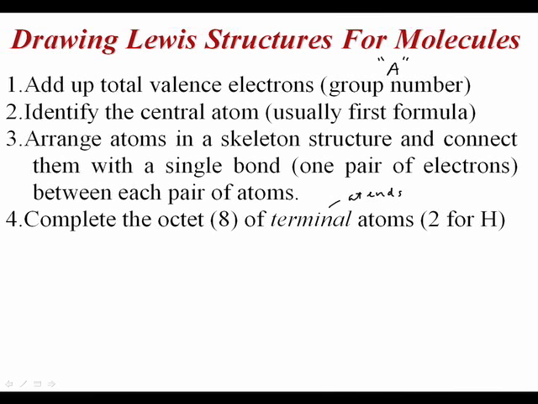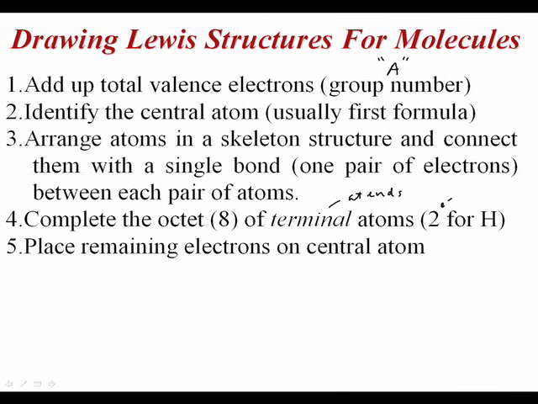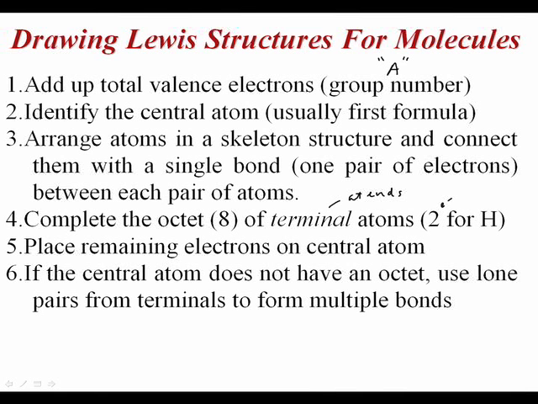We only use 2 electrons for hydrogen. That's all hydrogen can hold, so it's the one exception. And then we're going to place the remaining electrons on the central atom. If the central atom does not have an octet, we're going to use lone pairs from those terminal atoms to form multiple bonds. Okay. So many structures of covalently bonded molecules can be represented by Lewis structures.